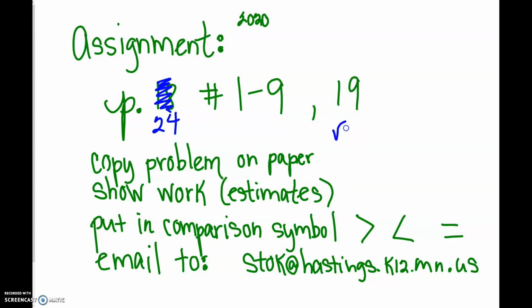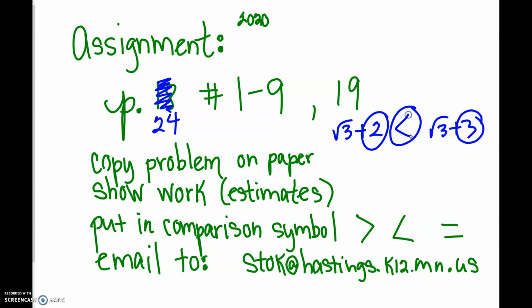So the first one says the square root of 3 plus 2. Then they have a circle to compare. And square root of 3 plus 3. Well, these are both the square root of 3, so those are equal. So what's bigger, 2 or 3? Okay, since these are equal, then we're really just comparing 2 and 3. So then we would put this symbol in there. So I want you to copy it, and then if you can show some work or estimates underneath it.